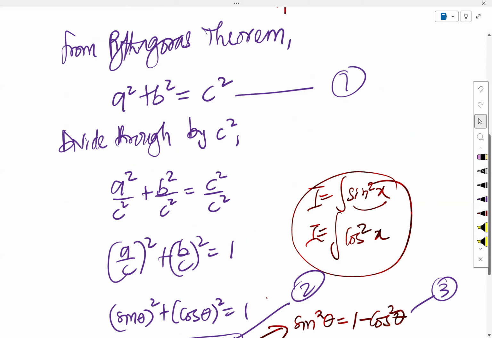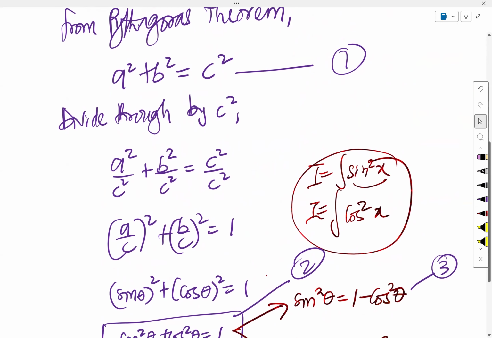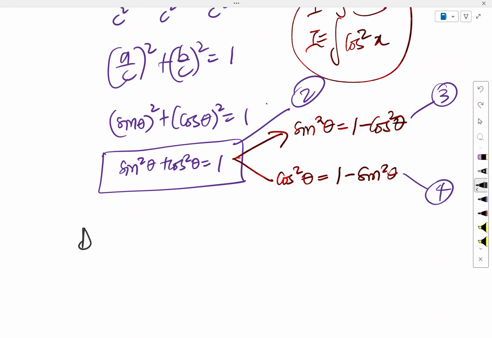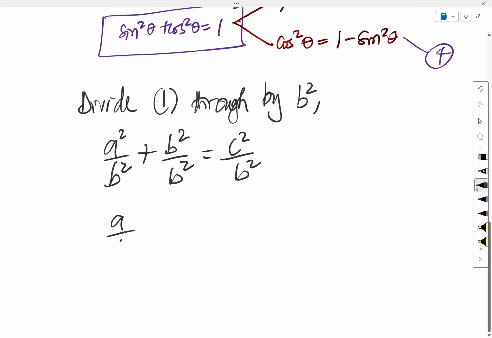Now, so that's settled. So back to equation 1, what if you divide equation 1 through by, say, b squared? Let's divide equation 1 through by b squared. What do we get? We have a squared all over b squared plus b squared all over b squared equals c squared all over b squared. So that is a over b all squared plus 1 equals c over b all squared.